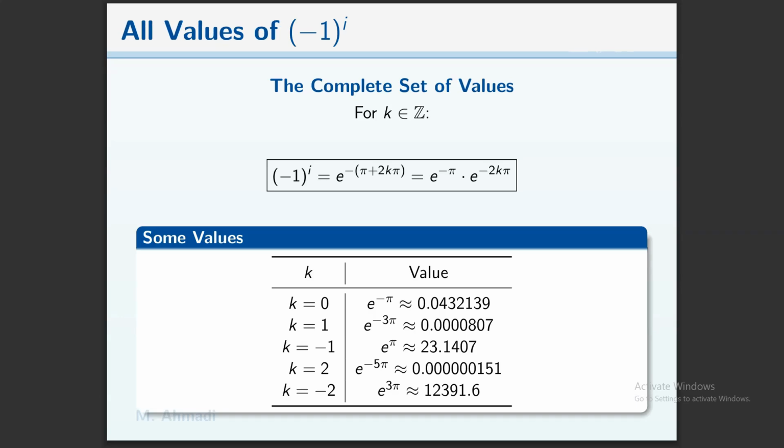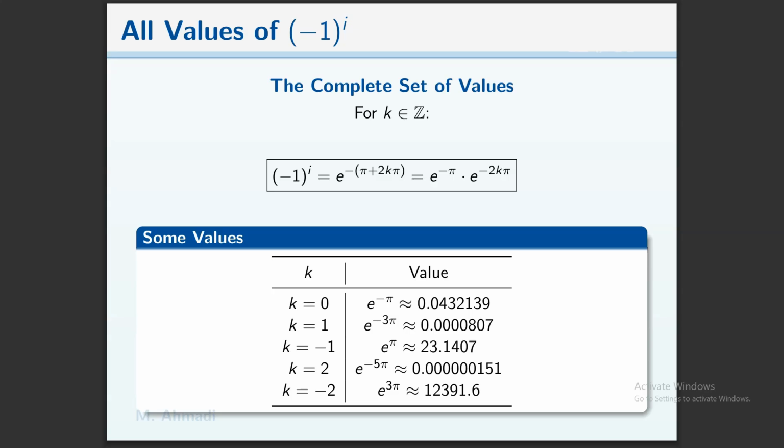The complete set of values, for k an integer, is minus 1 to the i equals e to the minus pi plus 2k pi, which equals e to the minus pi multiplied by e to the minus 2k pi. For some values of k, we can see the different values of minus 1 to the i. For k equals 0, e to the minus pi is approximately 0.043239.